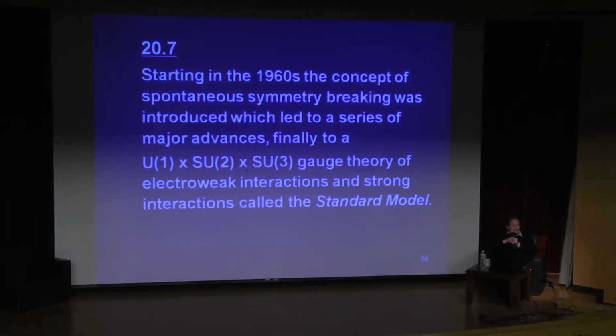Therefore, non-abelian gauge theory throughout the 50s and 60s was considered another beautiful idea, but had nothing to do with reality. Then, starting in the 1960s, the concept of spontaneous symmetry breaking was introduced, which eventually led to a series of major advances, finally to a U(1) cross SU(2) cross SU(3) gauge theory of electroweak interactions and strong interactions, now called the Standard Model.